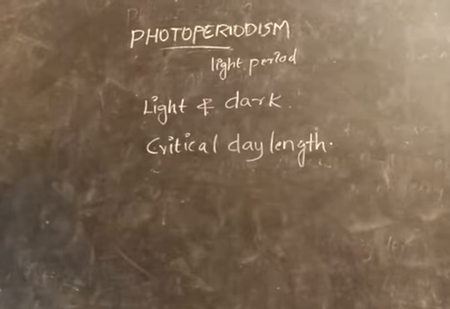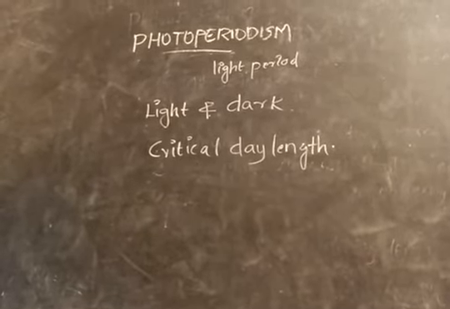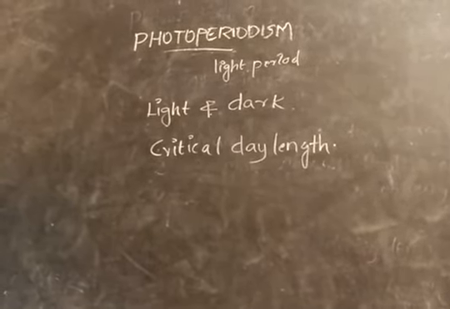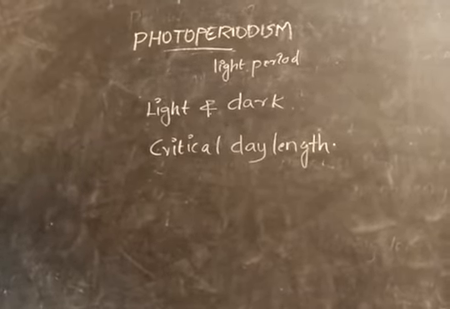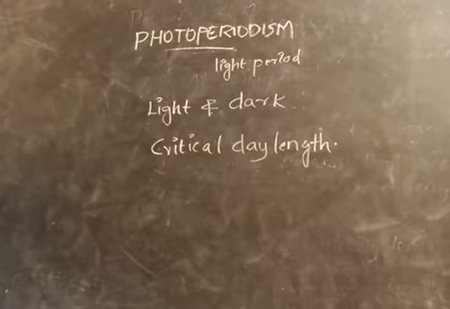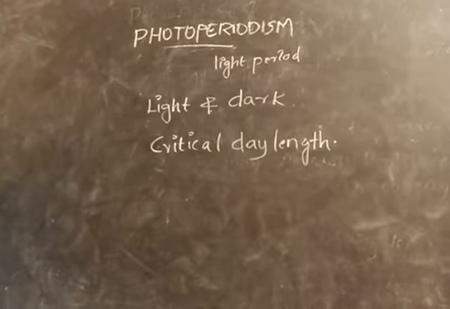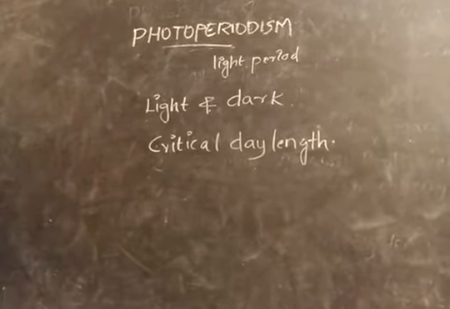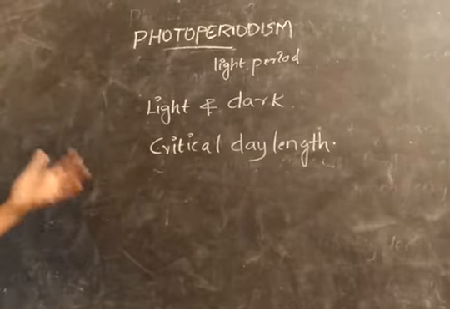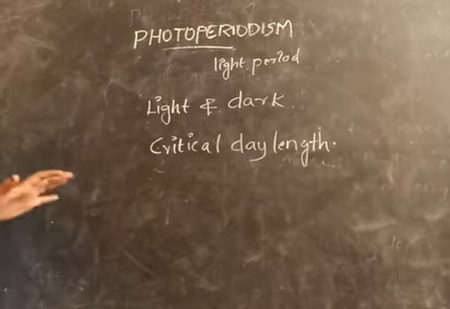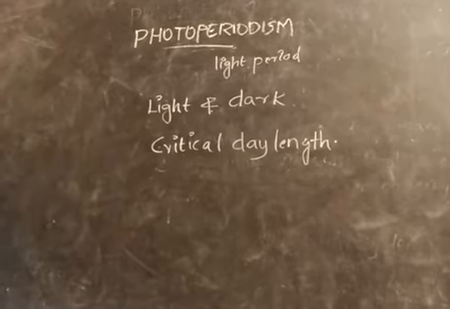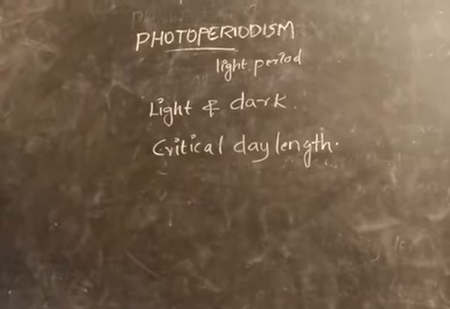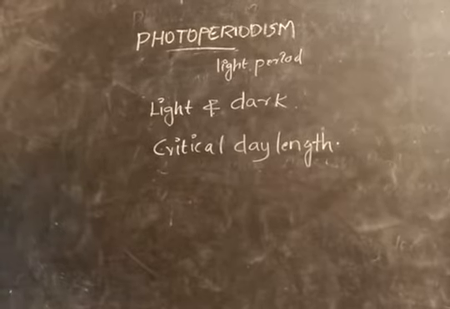Maryland Mammoth is a tobacco variety. It requires 12 hours of light for flowering, whereas cocklebur, Xanthium pennsylvanicum, requires 15.05 hours of light for flowering. That is, each plant varies in its own way for flowering. It has a different critical day length for flowering.